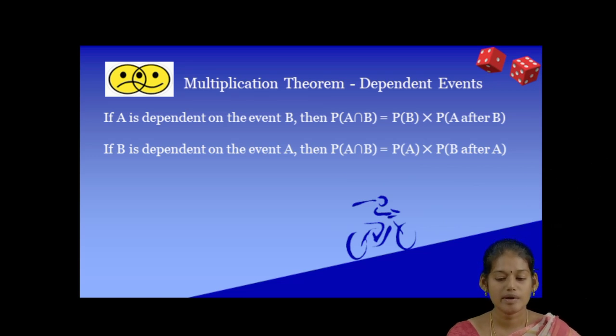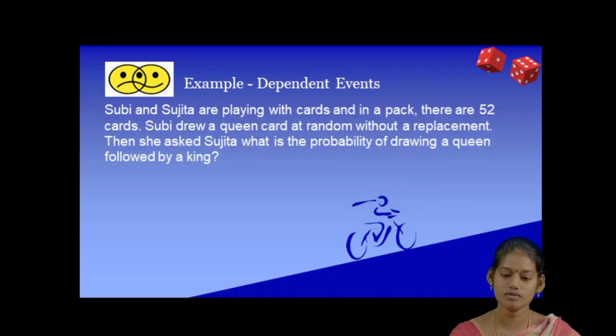And if B is dependent on the event A, then the probability of A intersection B is P of A times P of B after A. So here A happens first and B happens next to A. I am going to explain the same example, slightly changed, for your better understanding.